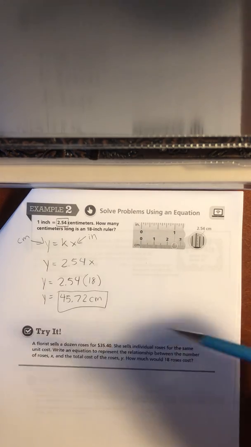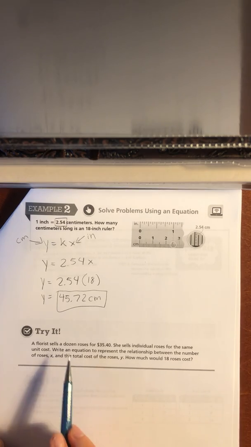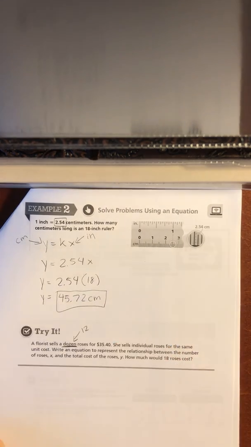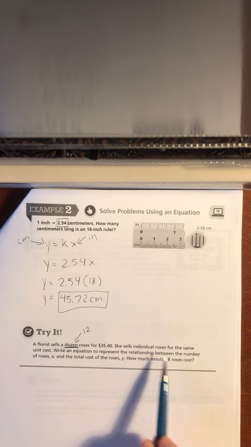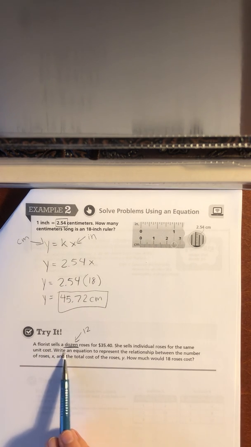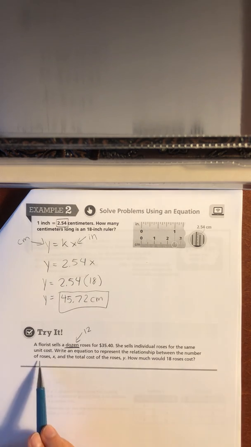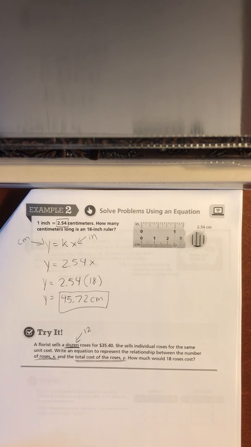Next, try this one on your own. A florist sells a dozen roses. A dozen is 12 for $35.40. She sells individual roses for the same unit cost. So, unit rate. Write an equation to represent the relationship between the number of roses, x, that's what it lists first, and the total cost of the roses, y.